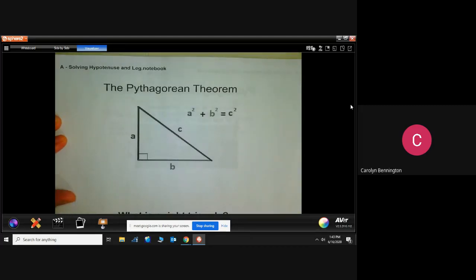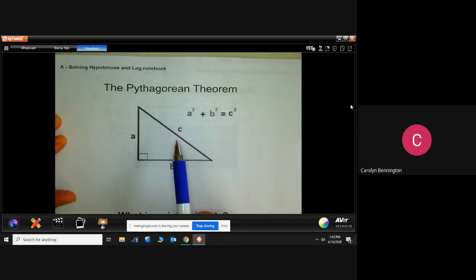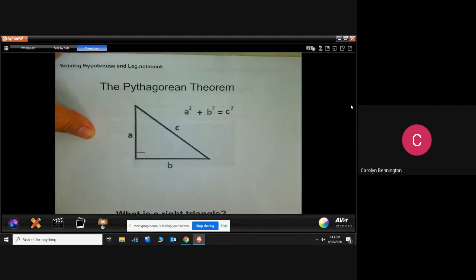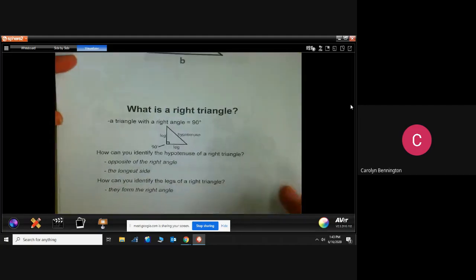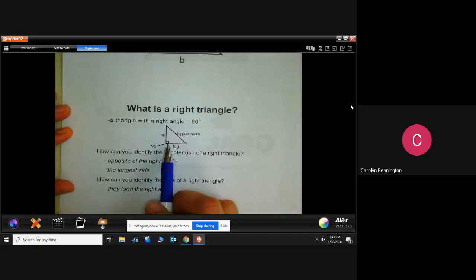The important part about the Pythagorean theorem is that the c part in the formula is the hypotenuse in the right triangle. A right triangle is a triangle that has a 90-degree angle. A 90-degree angle is shown by a little box in the corner of the triangle.